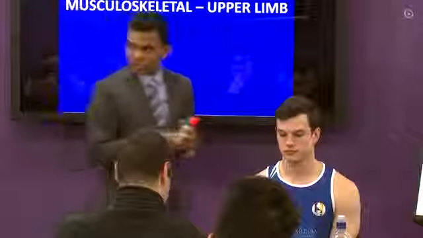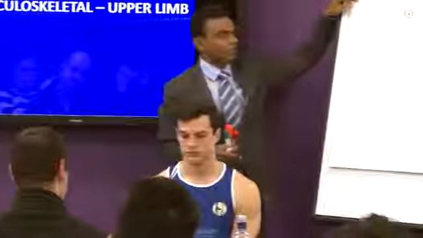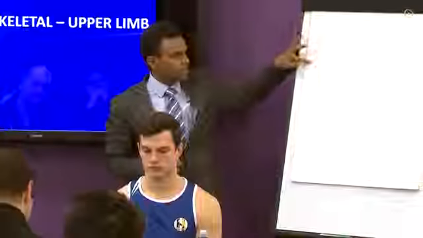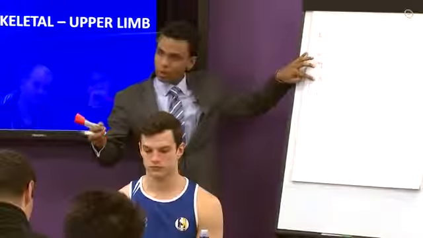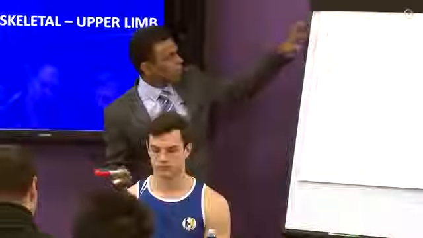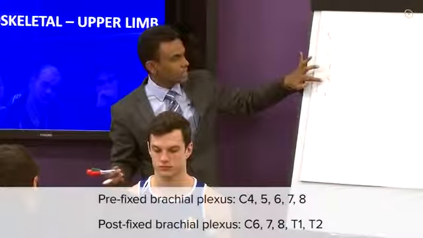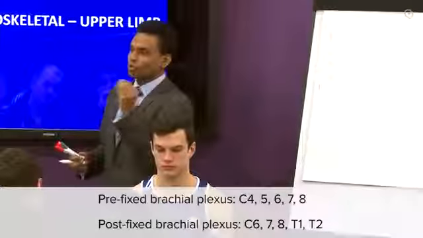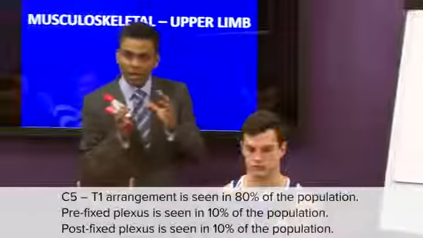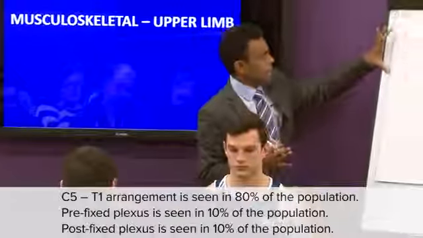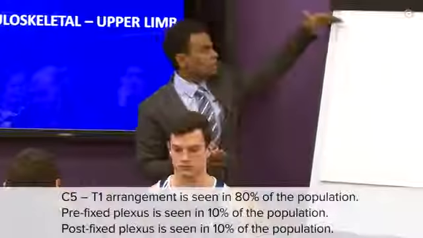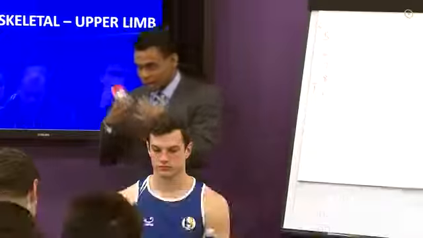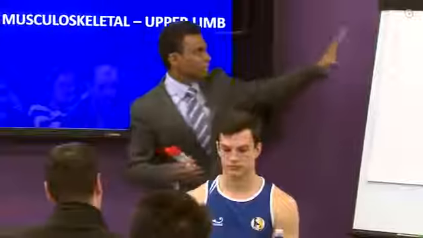Now you mentioned about C4, it can happen. Occasionally you can have a prefixed brachial plexus where you can start from C4, C5, C6, C7, C8, or you can have a post-fixed plexus where you have from C5, C6, C7, T1 and T2. Okay? But that happens in approximately 10% of the population. In about 80% of the population, this is the arrangement. In 10% you have a prefixed plexus, in 10% you have a post-fixed. For the purpose of your understanding, discussion, anatomy knowledge, this is all you need to know.